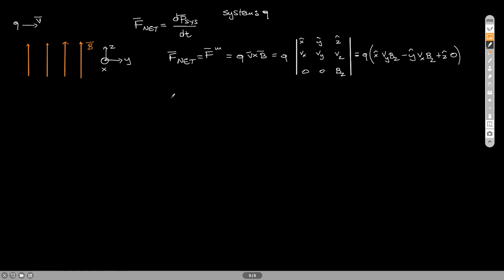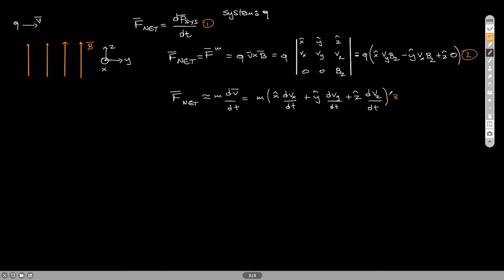Now, I know from Newton's second law that the net force is dp of the system over dt. I will make the assumption that the particle is moving at a speed much less than the speed of light, and this allows me to say that the net force is m dv over dt, and this is m times x hat dvx over dt plus y hat dvy over dt plus z hat dvz over dt. Now let's call this equation 1, let's call this equation 2, and let's call this equation 3.